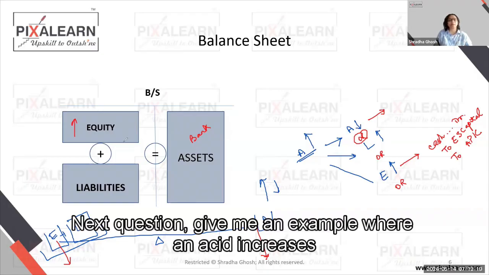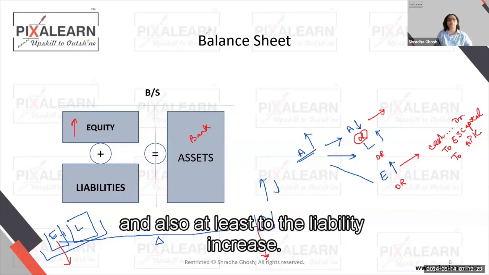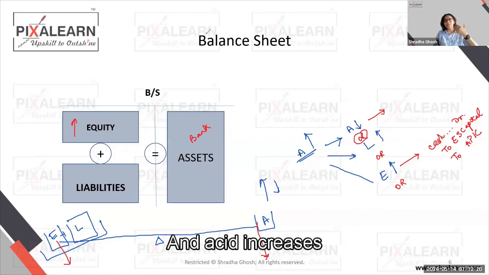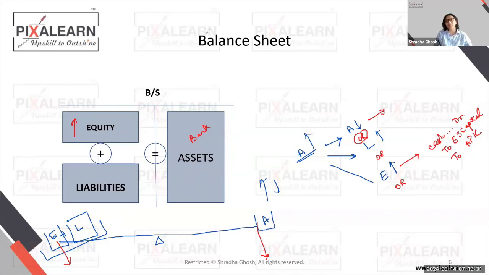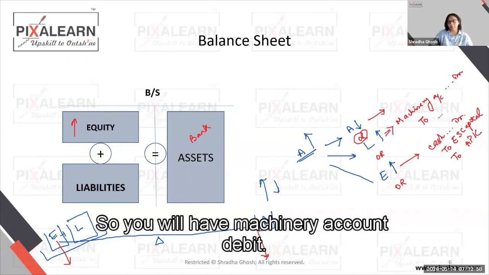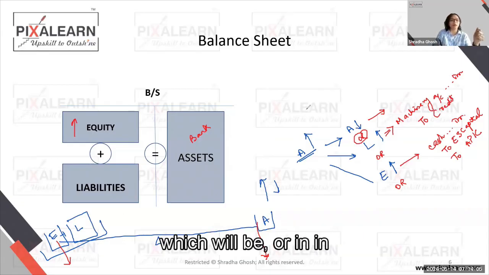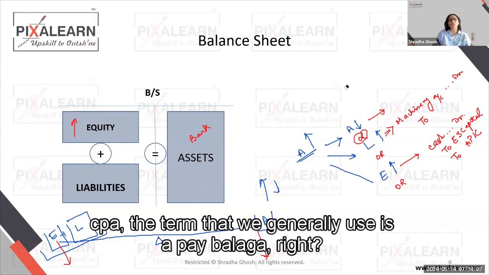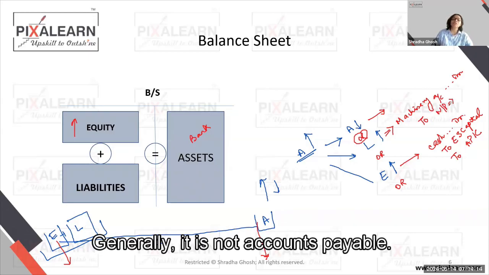Next question. Give me an example where an asset increases and it also leads to a liability increase. Give me an example for that, guys. Okay, so you will have machinery account debit, and typically it would be a creditor account, or in CPA, the term that we generally use is a payable account, right? Maybe it can be converted to a note, so it can be a notes payable. Generally, it is not accounts payable.